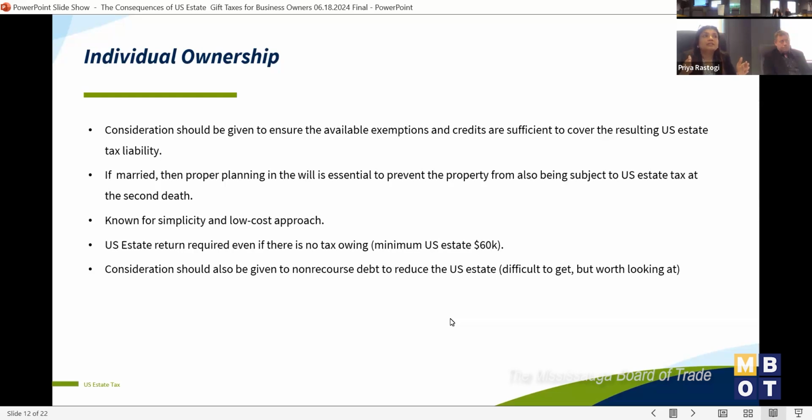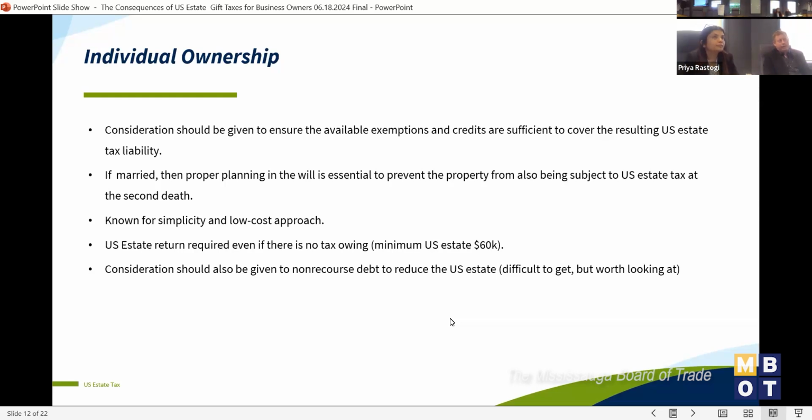Another thing to keep in mind is if you get non-recourse debt, that's ideal because that would reduce your US estate taxes and your worldwide estate. But knowing the trend, it's difficult to get, though it's worth looking at. So maybe for a little more clarity on a couple of things.